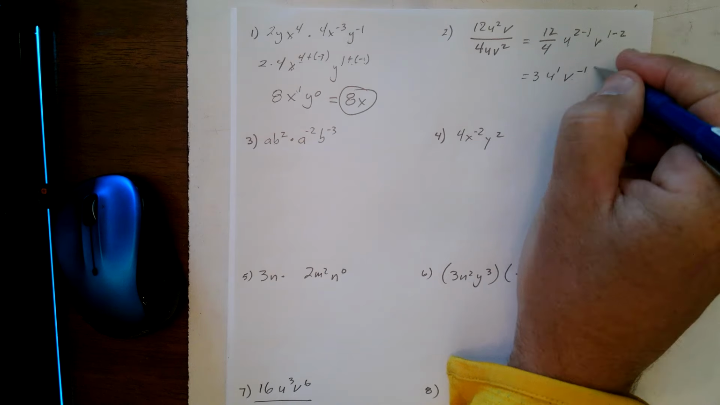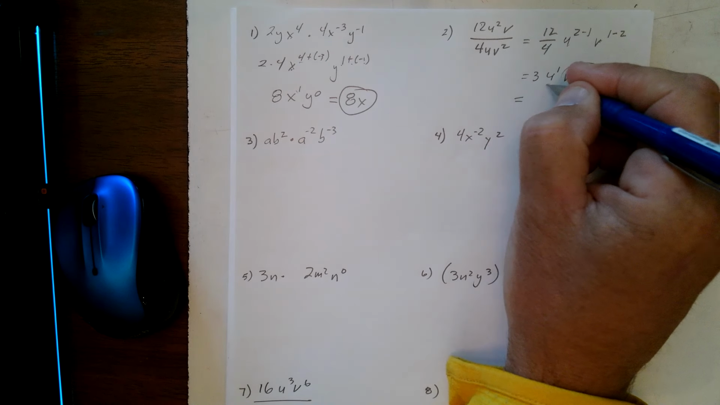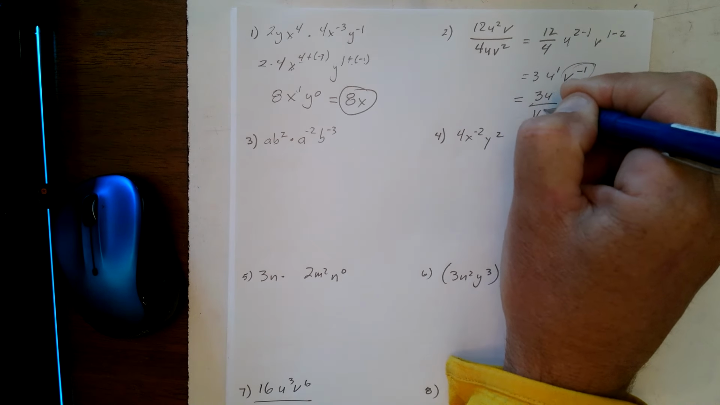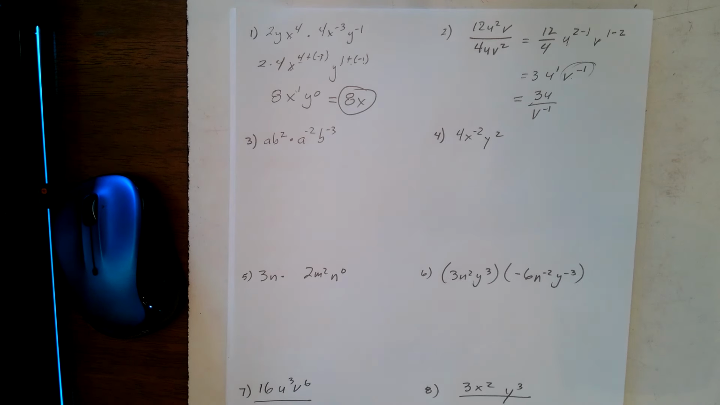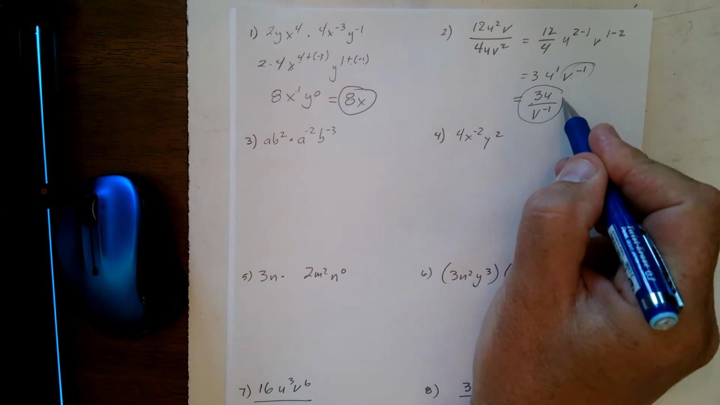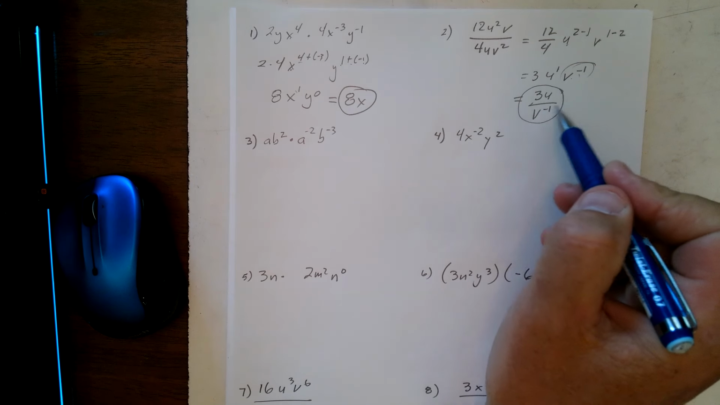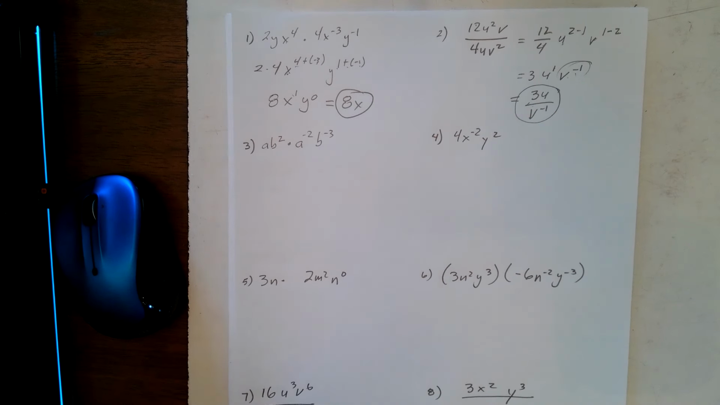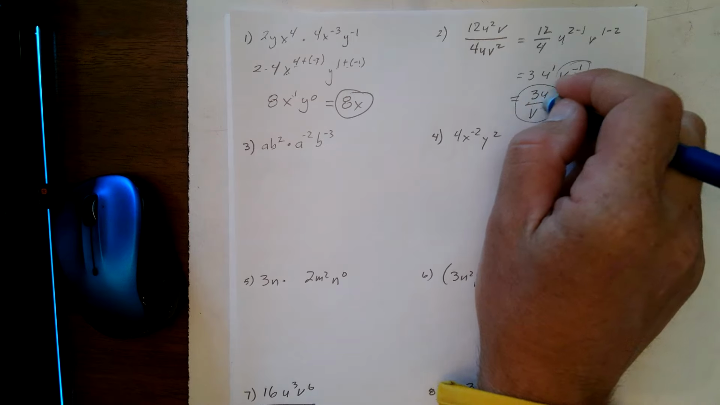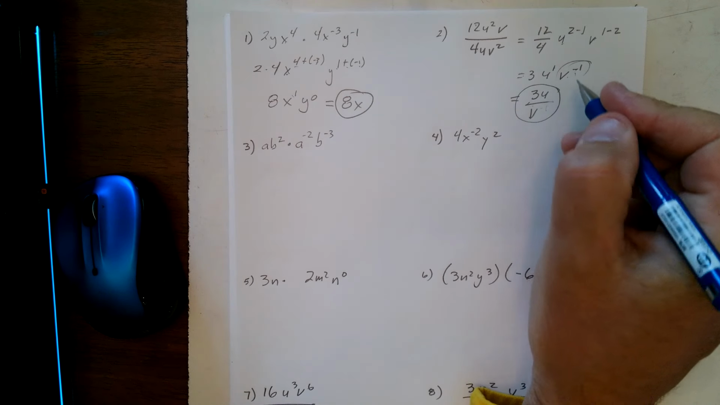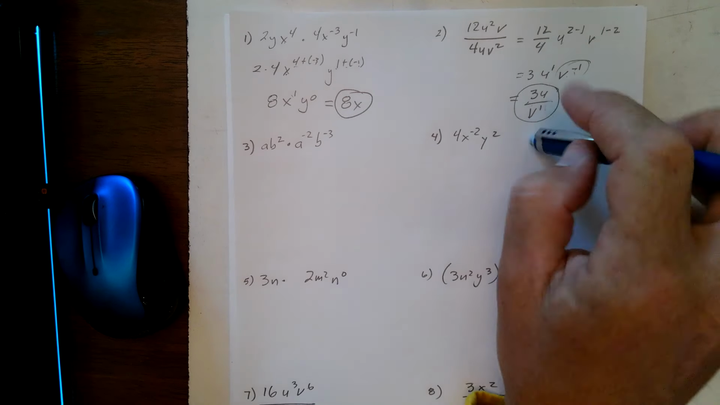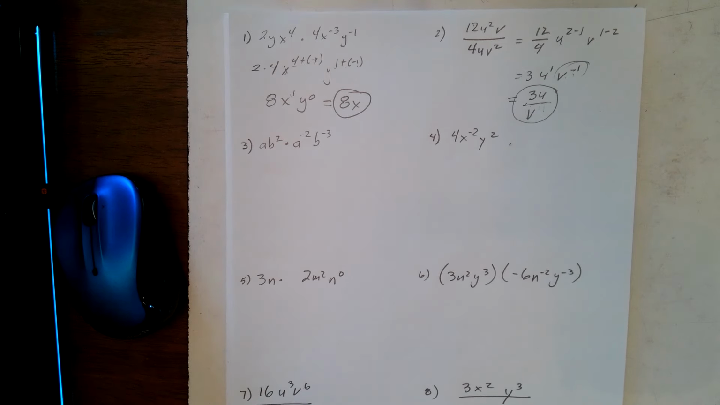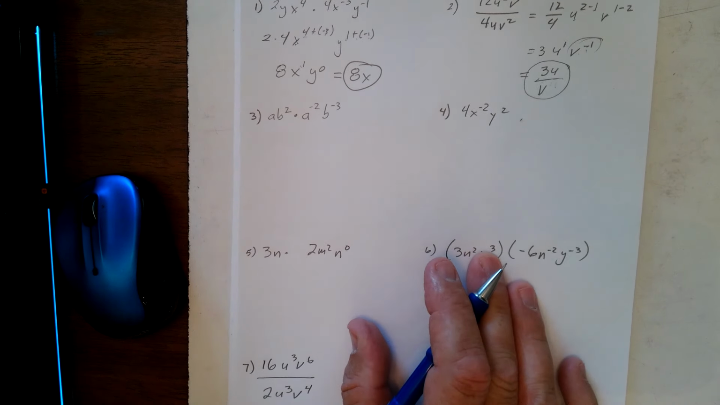So I'm going to change that now. Can't have a negative exponent when we're simplifying. I'm not going to write the u to the 1. I just can't leave a negative exponent, so I've got to move it to the denominator. In the denominator, it's not v to the negative 1 anymore, it's just regular old v. So that would be the answer for number 2: 3u over v.